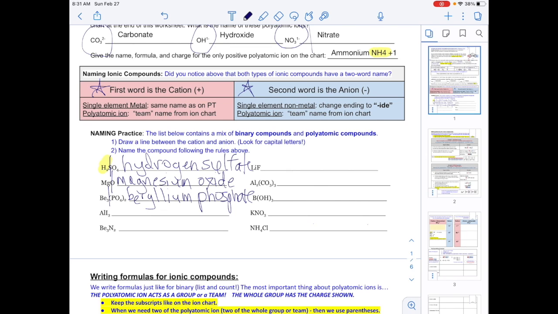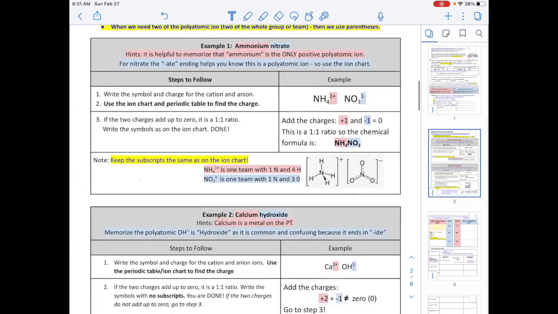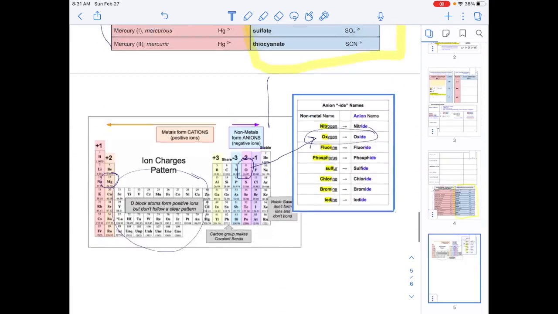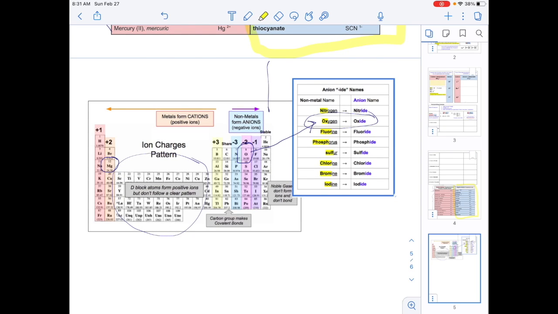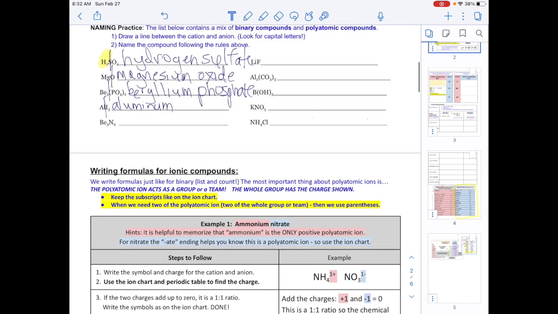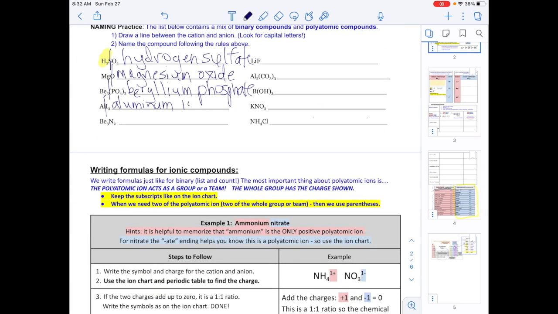This one, capital A, l, capital I. Oops, I kind of got in the wrong place. Al is aluminum. We name it just like on the table. And now I is iodine, but remember we have to use the ide name. So here is iodine and it becomes iodide. Always they drop the ending and change it to ide. All right, I'll let you try the rest of those until we get to the last one.